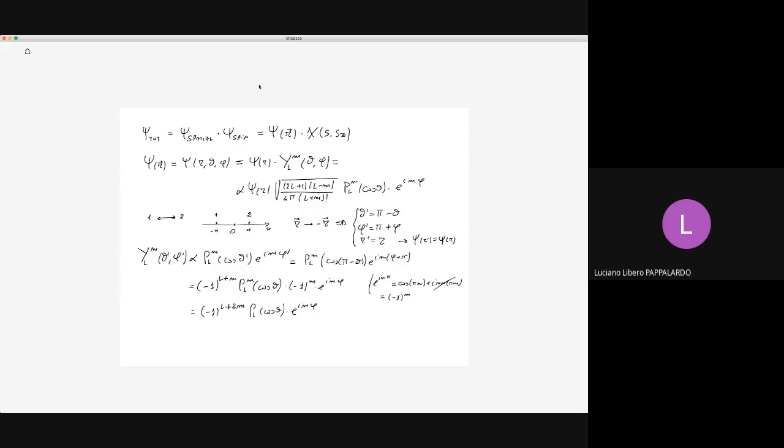Now, whatever the value of m, which is an integer, either odd or even, since it is multiplied by 2, this will always provide you an even number. So it is irrelevant in the exponential. So this is nothing else than (-1) to the L times P_L of cos theta times e to the i m phi, which is nothing else than (-1) to the L times the untransformed spherical harmonics, Y_L^m of theta, phi. Okay?